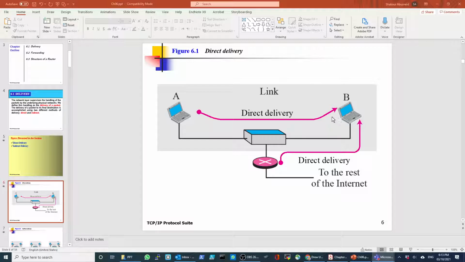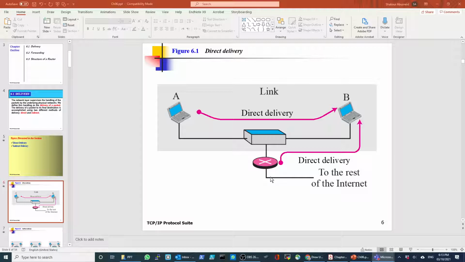So that means if we are using a class C address, the network part of the IP address of A will equal the network part of the IP address of B. They are in the same network. Because they are in the same network, we don't need a router. It will be a direct connected transmission. It will not go through the router.